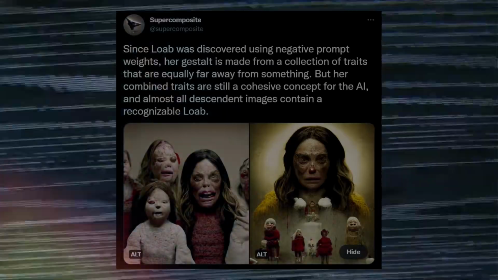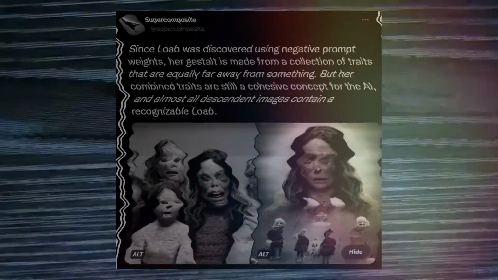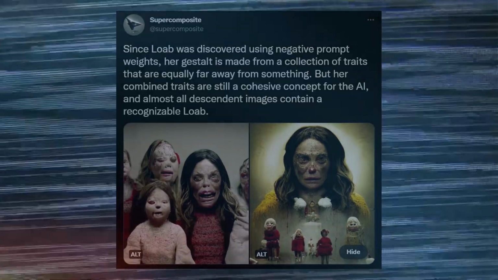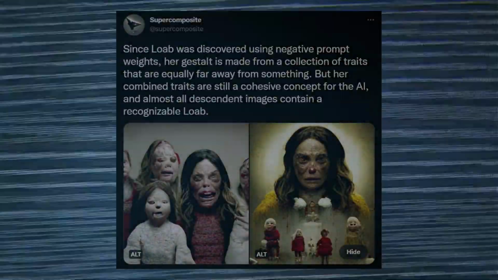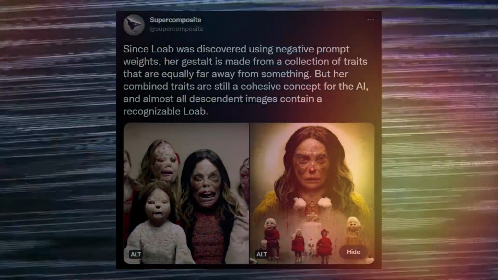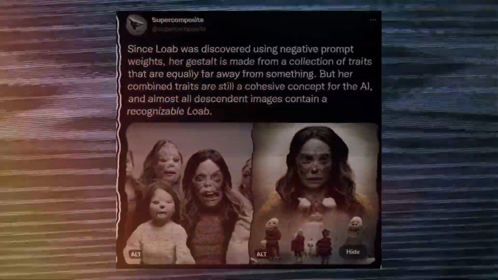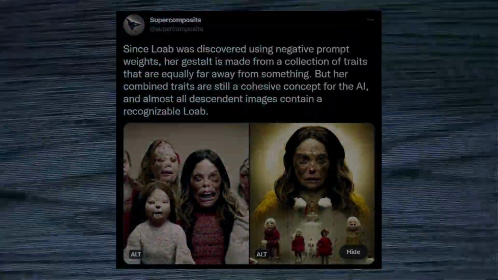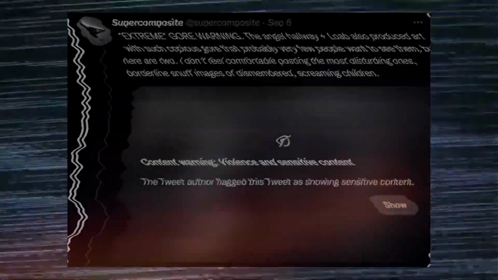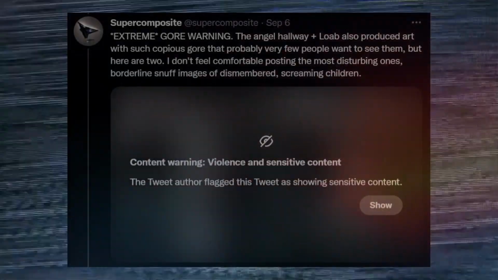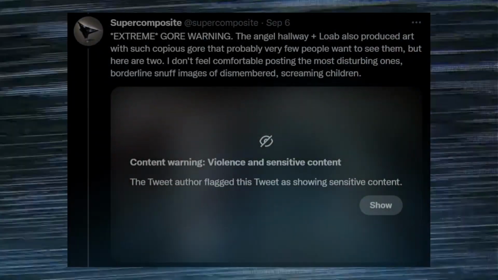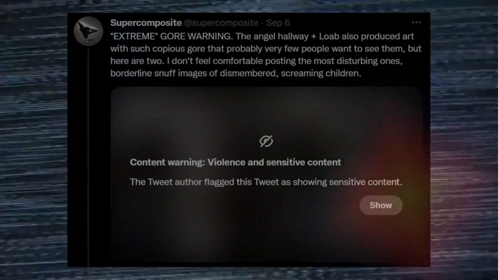But here's where it gets a little creepier. Supercomposite continues: "Since LOAB was discovered using negative prompt weights, her gestalt is made from a collection of traits that are equally far away from something, but her combined traits are still a cohesive concept for the AI, and almost all descendant images contain a recognizable LOAB." Supercomposite goes on. Extreme gore warning. "The Angel Hallway plus LOAB also produced art with such copious gore that probably very few people want to see them. But here are two."